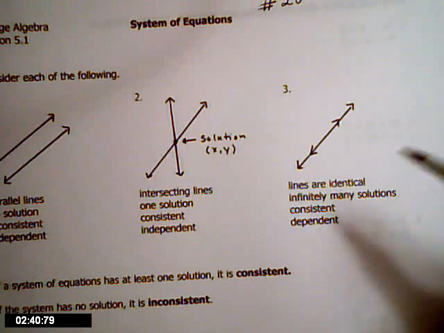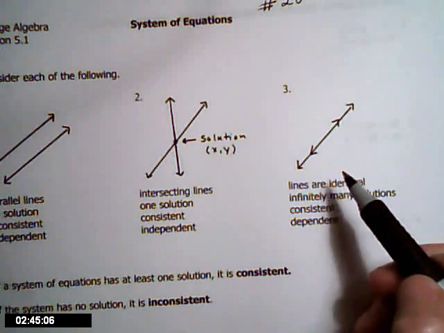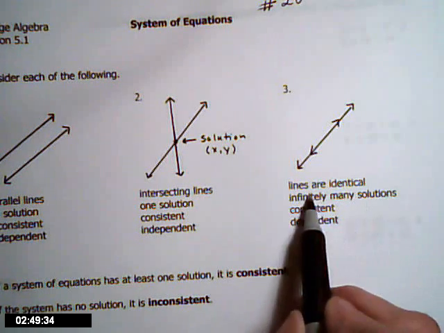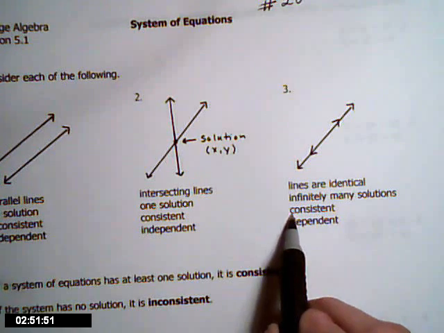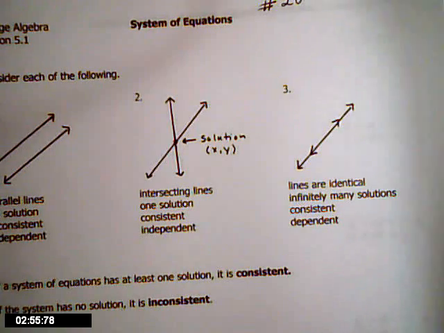The third situation, you have a line falling on top of another line. They're the same line, so they have all points in common. Infinitely many solutions, meaning yes, they are consistent, and yes, they are dependent. One line depends upon another line.